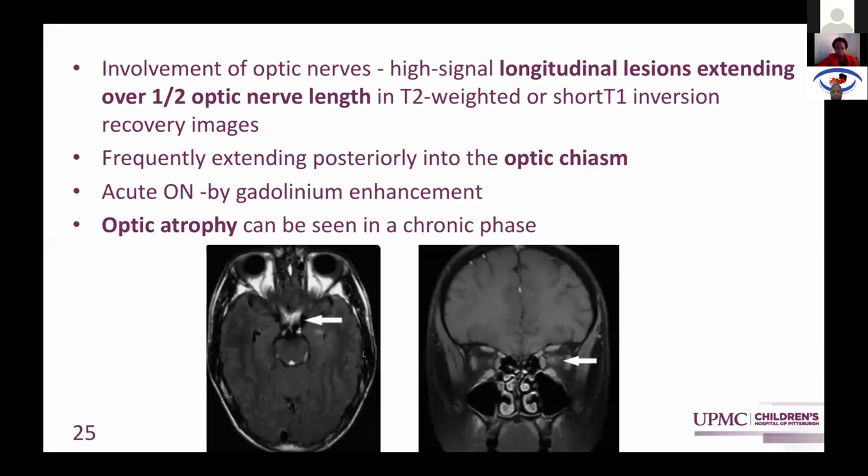The involvement of the optic nerves, again, is very typical, where you get large segment involvement. That's more than half the length of the optic nerve, and frequently it extends posteriorly into the optic chiasm. In the acute stage, you can get enhancement with contrast. In the chronic stage, you will get more of an optic atrophy.